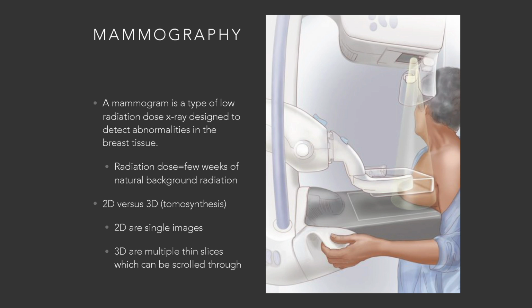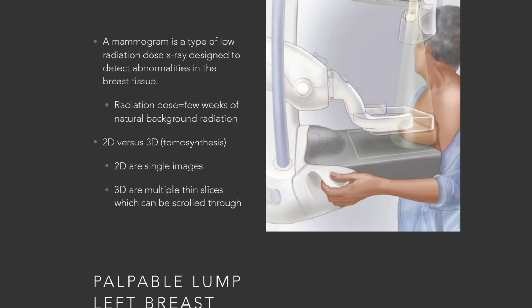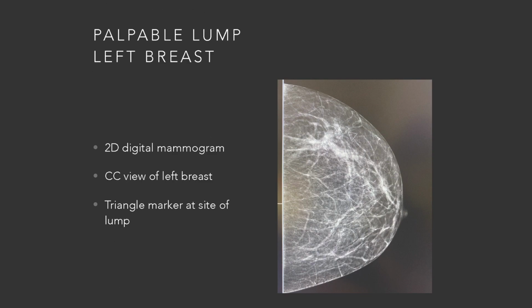You may have heard reference to 2D versus 3D mammography, or 3D is also called tomosynthesis. The difference there is that 2D mammograms are single images and the 3D mammograms are multiple thin slices which can be scrolled through by the radiologist. Okay, so here is an image of the left breast. It's a 2D digital mammogram, and there's a triangle that's showing the site of a palpable lump.